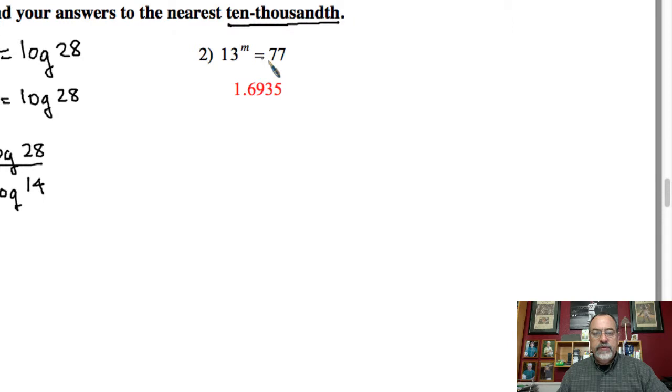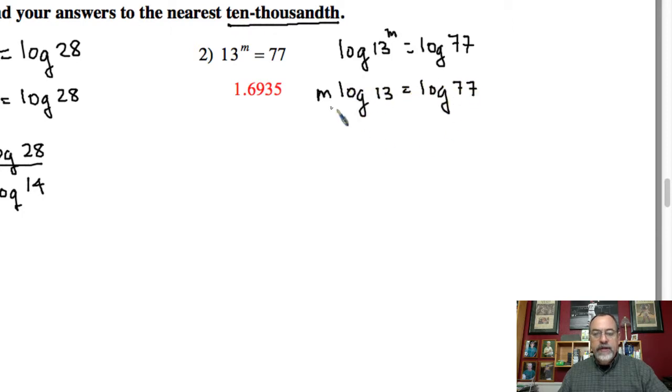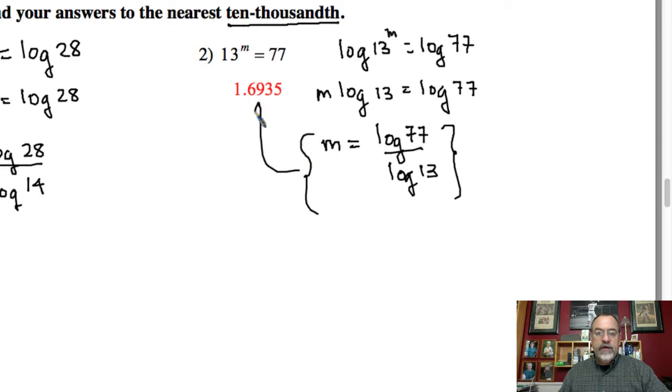Okay, number 2 here then. 13 to the m is equal to 77. Again, the term that has the variable I'm solving for is already by itself, so I just undo that by taking the log of both sides. Then we apply the power property, moving that exponent into the front. And then this is m times that, so I can divide by the log of 13, so the log of 77 divided by the log of 13, that's your exact answer. And then if you calculate that, that should give you your approximated answer there.